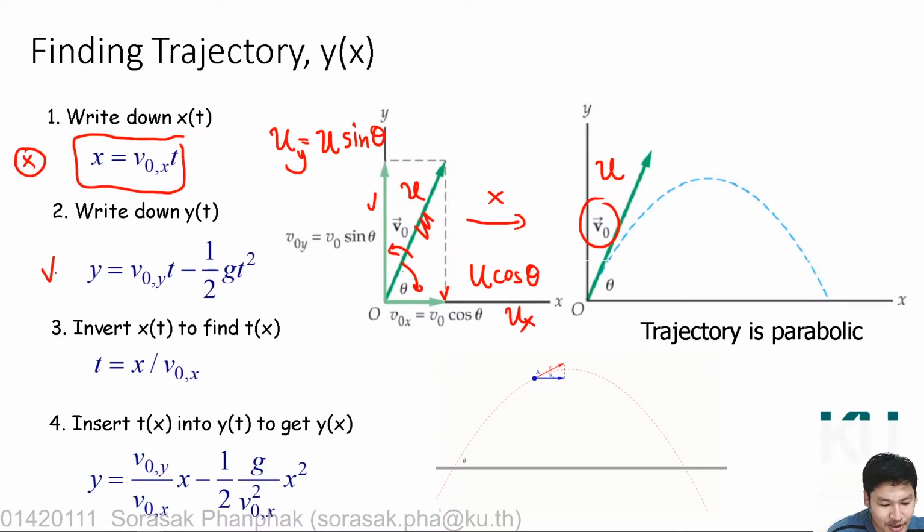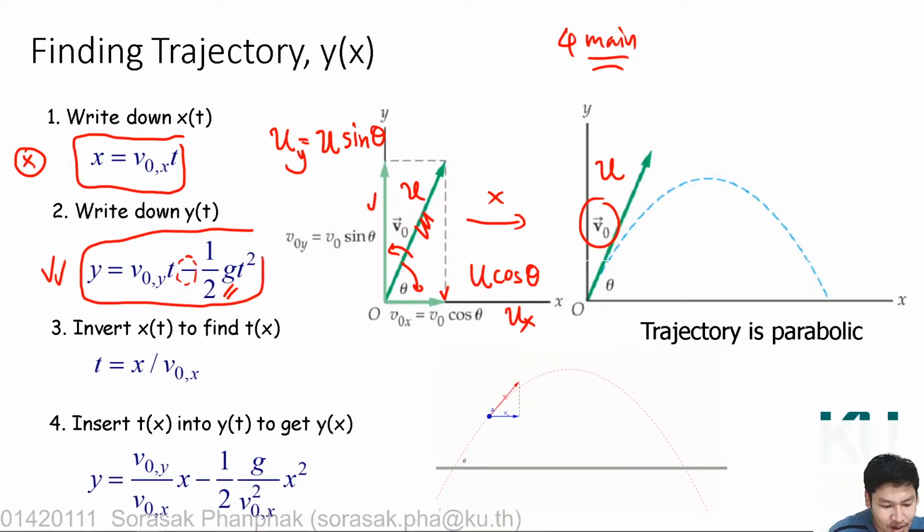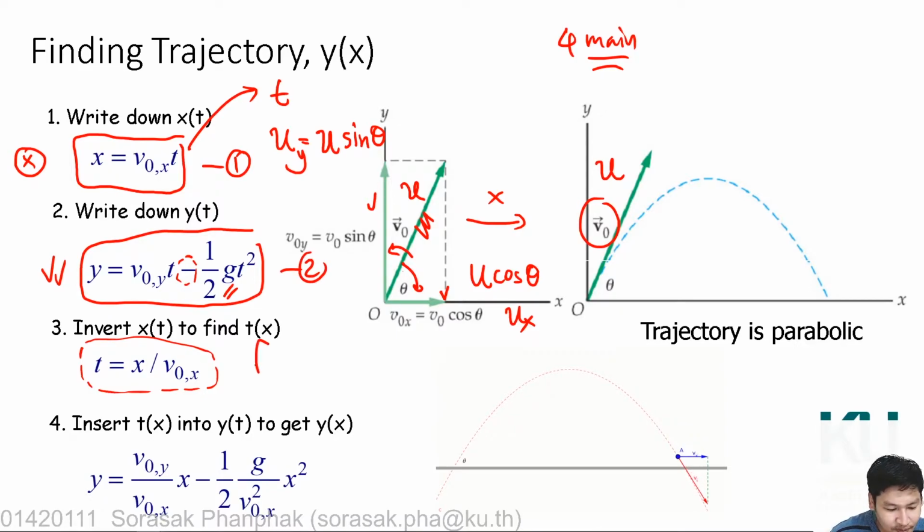How about the y direction? From your four main equations, you can pick the third equation, right? And you have the minus sign here because of your g. With the relation of these two equations, you can use the first one to determine the time that this object is moving. So now you get t out of the first equation. If this is your first one, this is your second one. From the first equation, you can rearrange and you get the time.